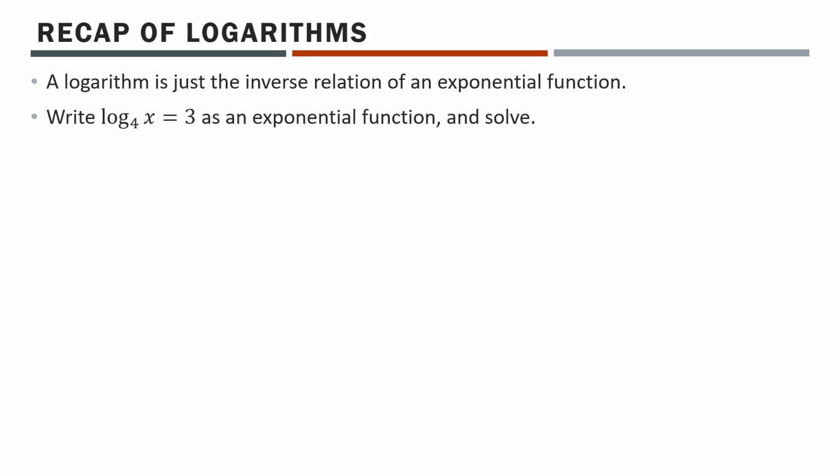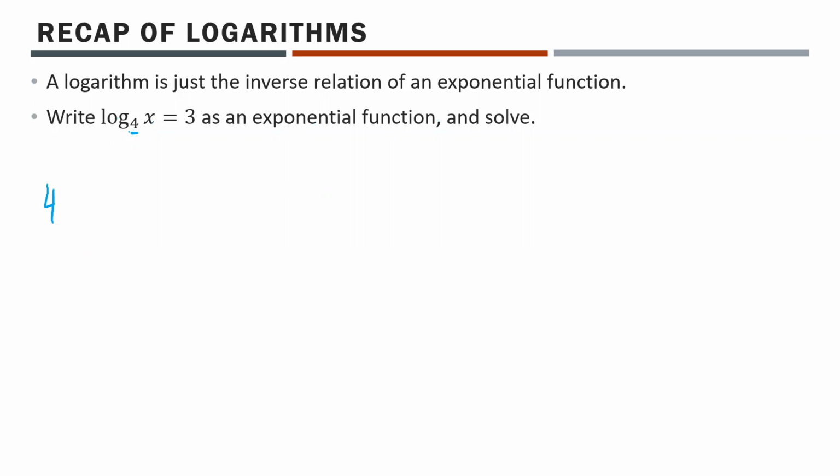Remember that a logarithm is just the inverse relation of an exponential function. So it's just kind of like you've switched everything all around. We're going to start by writing log base 4 of x equals 3 as an exponential function and then solving it. Here's how I always go about doing it. I start by looking at the base. Regardless of whether I was given a log or an exponential function, the base is where you should start. So I'm going to take this base of 4, and that's going to be the new base of my exponential function. So we're going to have a base of 4.